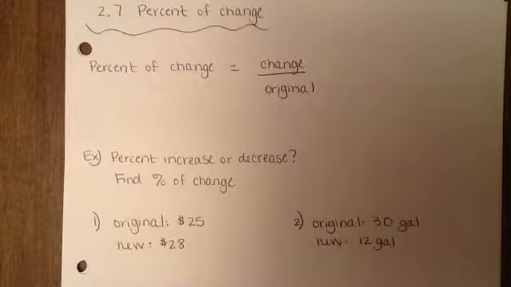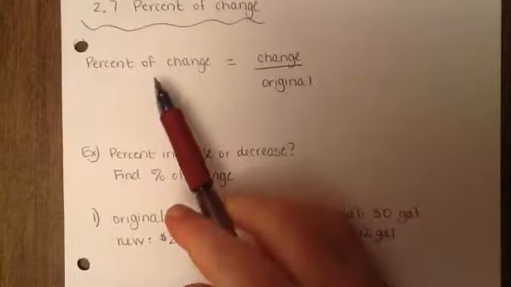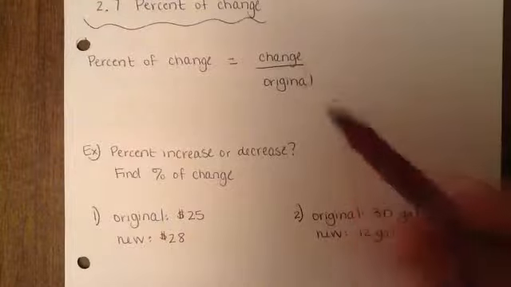Mathematicians, today we are going to talk about percent of change, and lastly we will talk about sales tax and discount. Percent of change is the amount that the values change divided by the original.